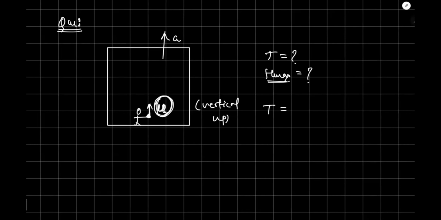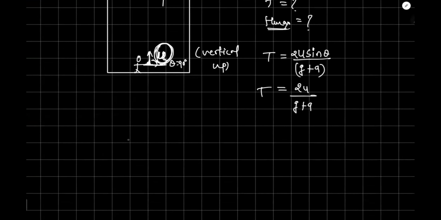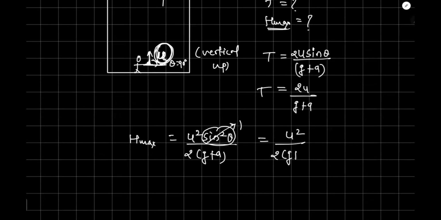अभी हमने टाइम ऑफ फ्लाइट निकाला था, प्रोजेक्टाइल का कितना आया था, 2u sin theta by g plus a. Now in this case we know it is vertical, so we can say theta is equal to 90 degree. So I can say it is 2u sin 90, which is 1, upon g plus a. It is your time of flight. Then for finding the h max, what was the formula? u square sin square theta by 2 times g plus a. We know this is going to be 1. So your answer will be u square upon 2 times g plus a.